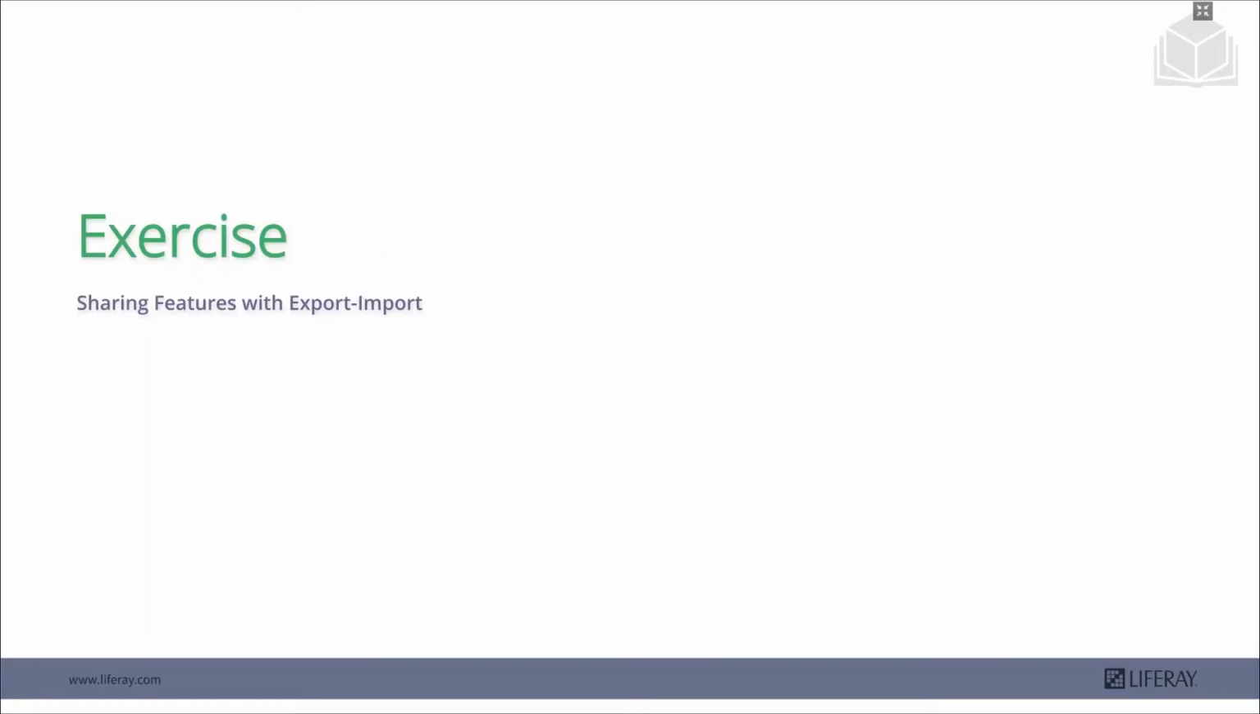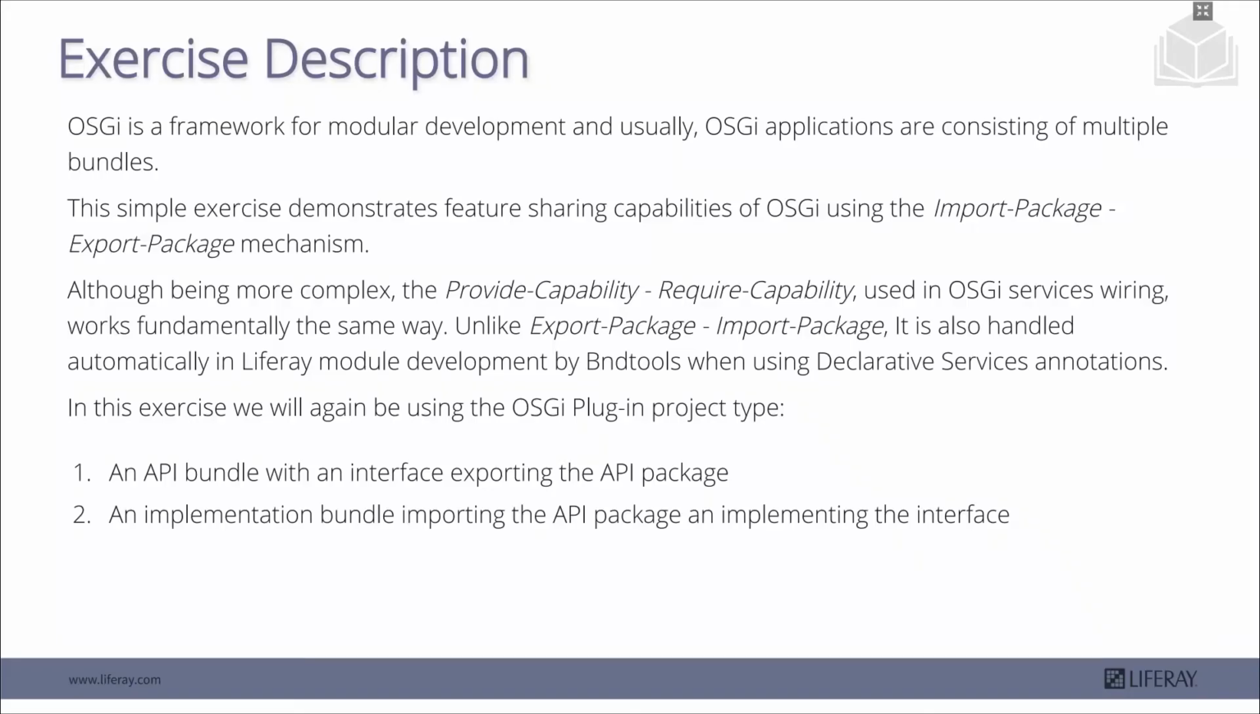All right, so now that we have taken a look at the 3 different methodologies of sharing features, let's go ahead and see how we can implement the most common one, export, import. So we're going to take a look at an exercise using export, import. So in the previous exercise, we actually used it a little bit, when we are creating the API and the implementation. If we separate out those bundles, we have to export and import. So in this part, we're being a little bit more explicit with that.